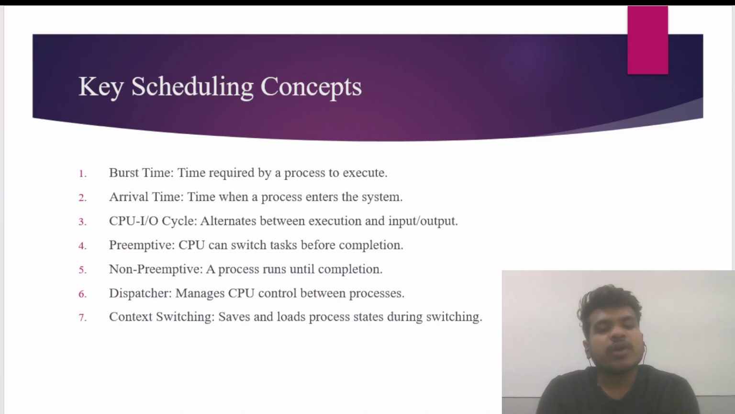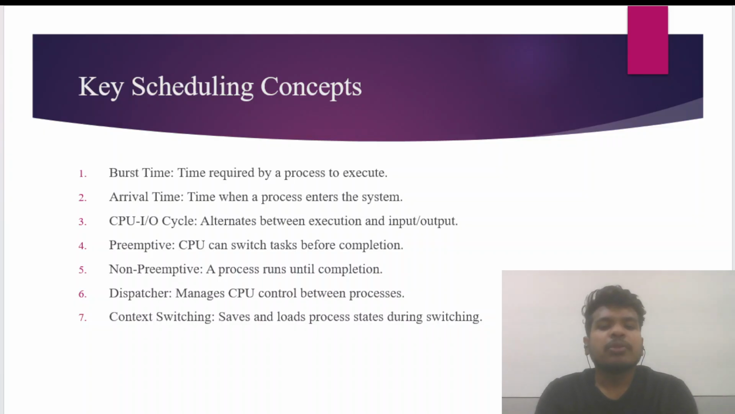It ensures the fast and smooth transition between all the processes that are in place. Then we have context switching. Context switching is the process of saving and loading process states when switching between tasks. Frequent context switching slows down system performance. This is a con of context switching, that it slows down the system performance.